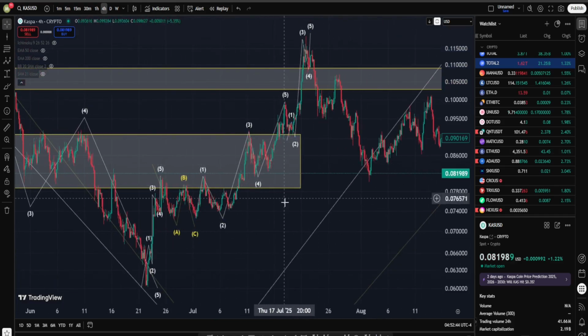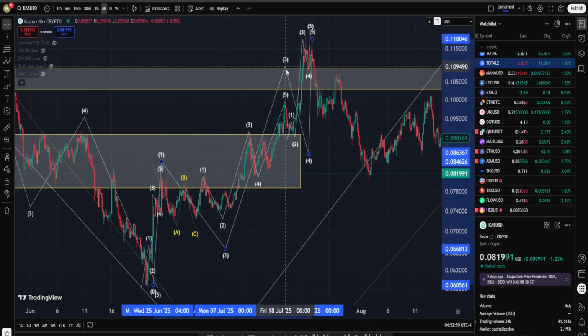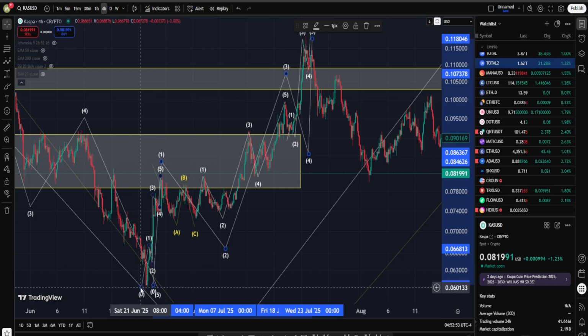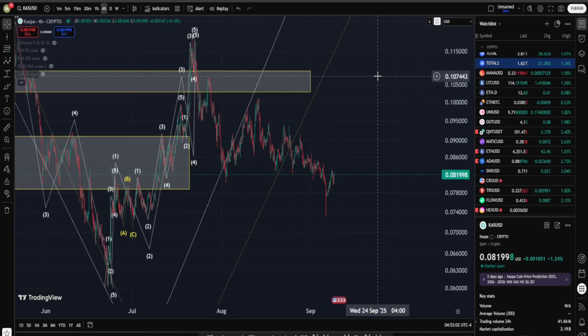So what happened? We are having 3 sets of 5 waves, so maybe this is going to be a 1, 2, 3, 4, 5, meaning what? Probably in KASPA, the bottom is in right in here around the 60 cents area. However, this doesn't really mean that from the current point right in here, we should expect an immediate bounce.